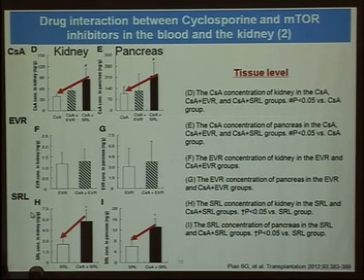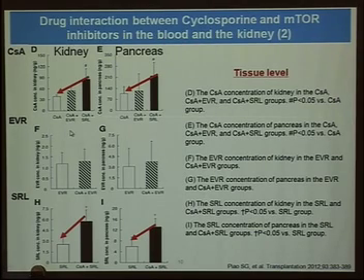That is to say, there is no interaction in the blood. Conversely, at the tissue level, you've got a synergistic effect between cyclosporine and sirolimus, and no synergistic effect between cyclosporine and Everolimus. This synergism might be of benefit with regard to immunosuppression, but conversely, it's detrimental with regard to toxicity and side effects.